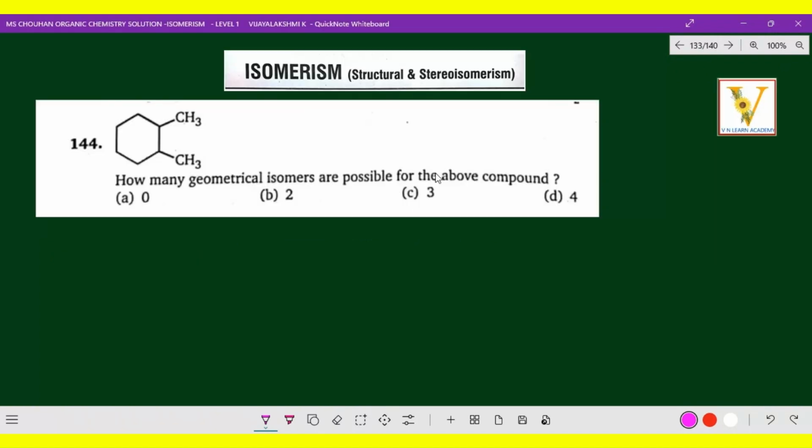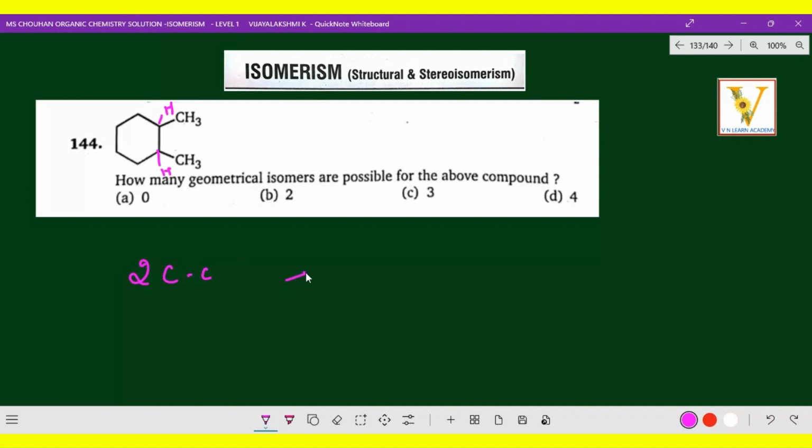How many isomers are possible for the above compound? Right now, as we check here, actually two chiral carbons are available. So how do we identify two chiral carbons? See, this is a cycloalkane, so CH2 in each corner, right? So here CH2, one hydrogen is replaced by CH3, another hydrogen is still pending. So you have four different groups or atoms attached to that carbon. So that means two chiral carbons are available.